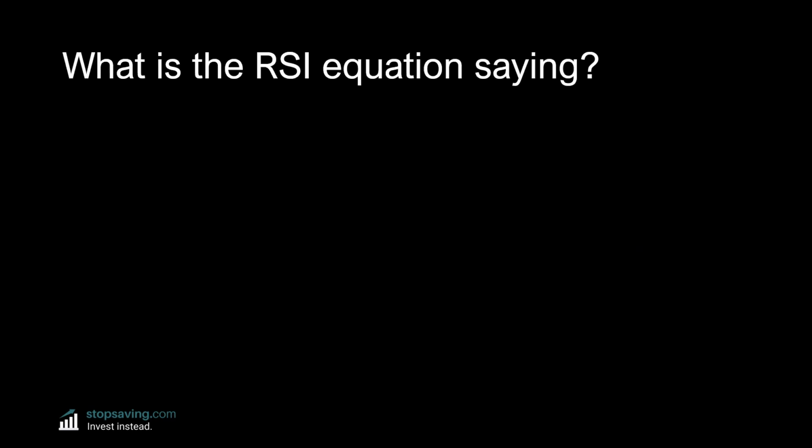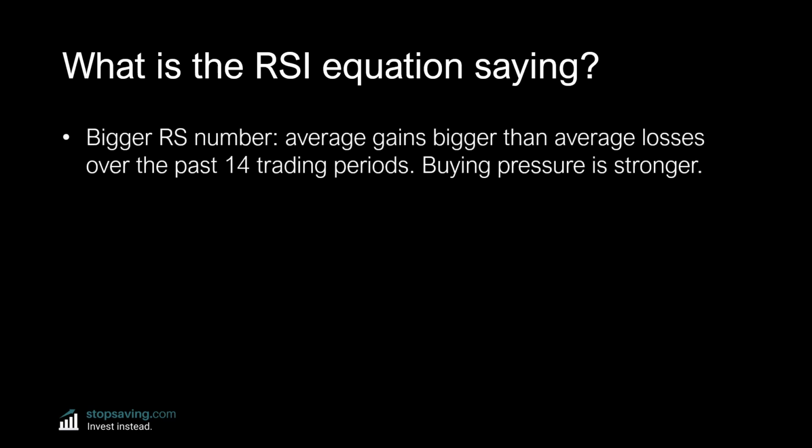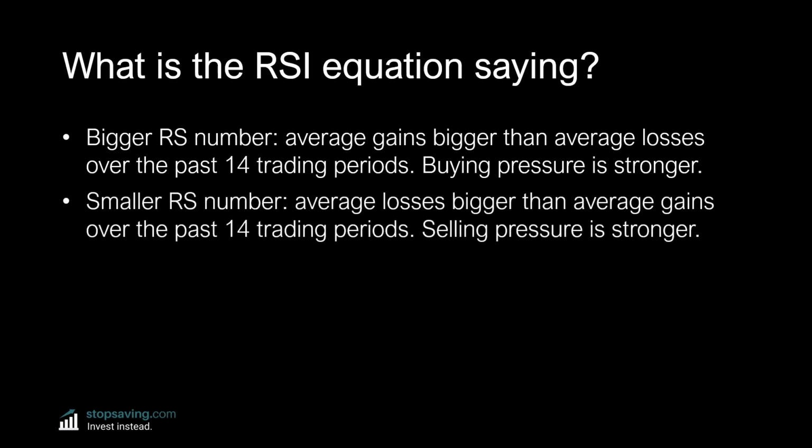And while you don't need to know exactly how to calculate the RSI, it's really useful to understand what the equation is saying. The first important thing is this: a bigger RS number means the average gains are bigger than the average losses, and this means the RSI value is closer to 100. In other words, buying pressure is stronger. And when the RS number is smaller, it's the opposite. Average losses are bigger than average gains over the past 14 trading periods, and selling pressure is stronger than buying pressure, according to the indicator.